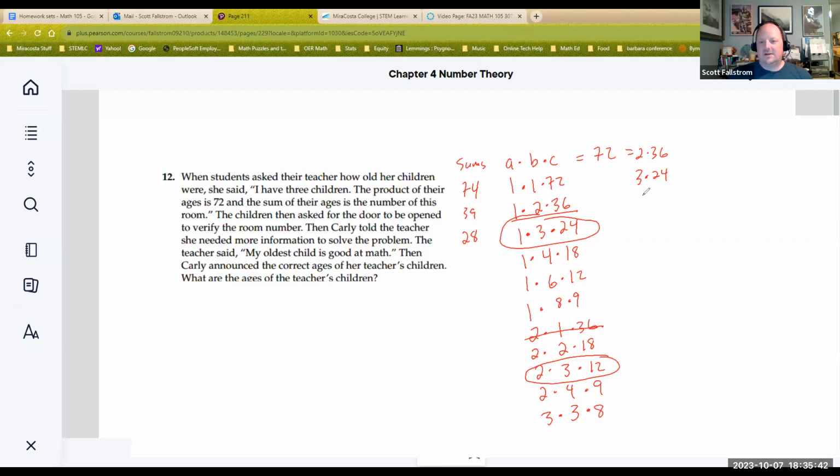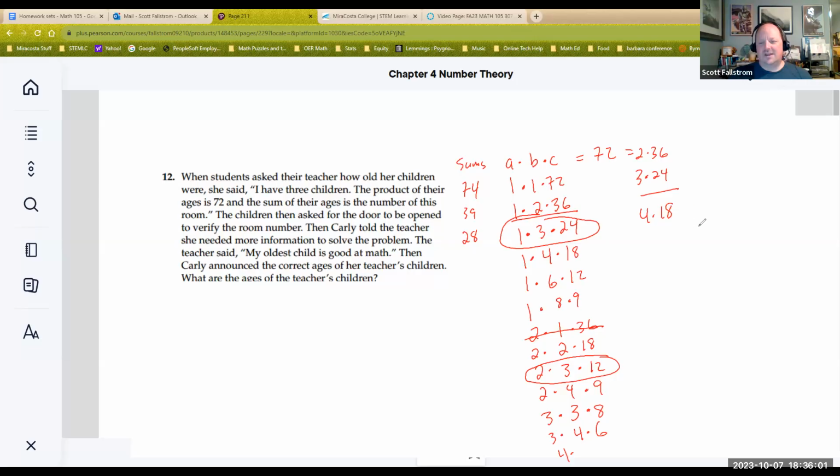Okay. And then I need 3 times 24. So 3 times 4 times 6. That could work. Okay. So next up would be 4s. So if I did a 4, it would be 4 times, is that 18?